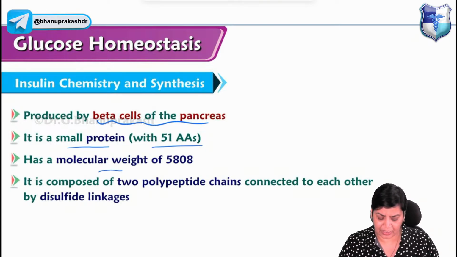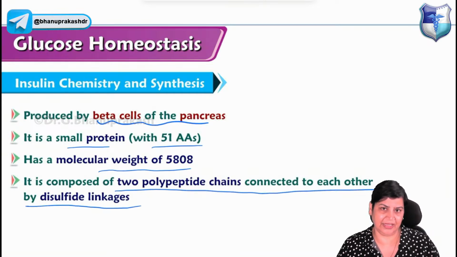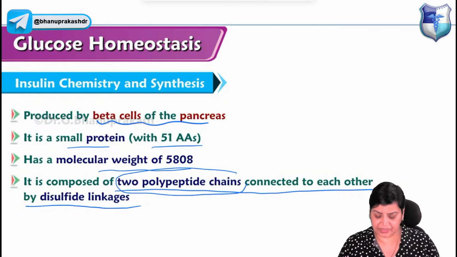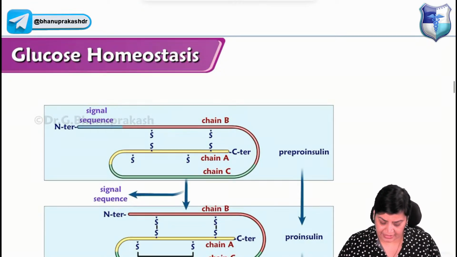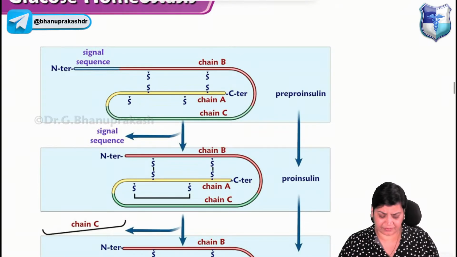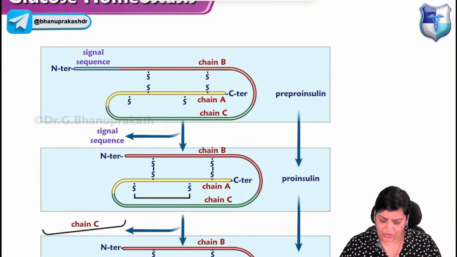It has a molecular weight of this. It is composed of two polypeptide chains connected to each other by disulfide linkages. Two polypeptide chains. Okay. And this I am just showing you the diagram. We won't take it into that much detail. So here you can simply say that this is pre-pro insulin.